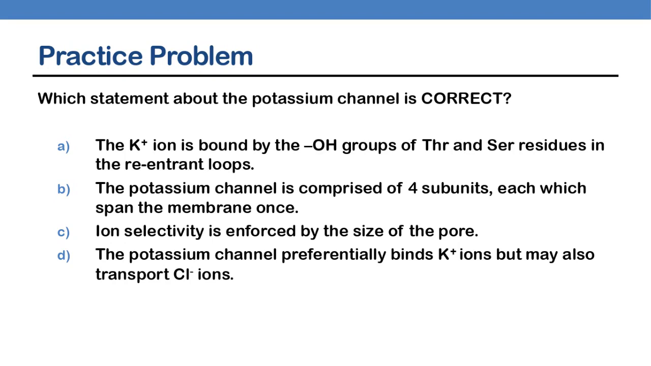So you have a loop connecting those 2 alpha helices, as well as that re-entrant loop that's coming out from the third, shorter alpha helix.